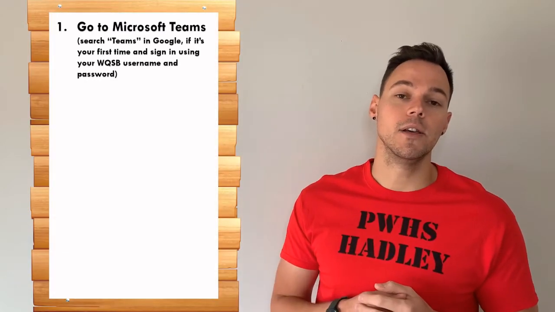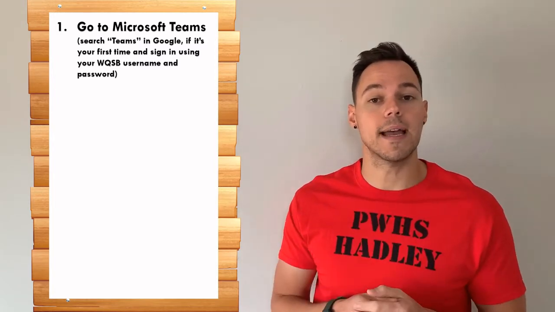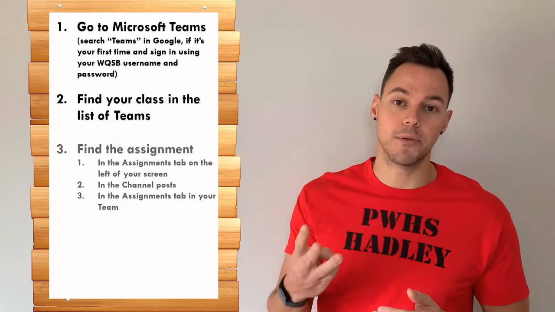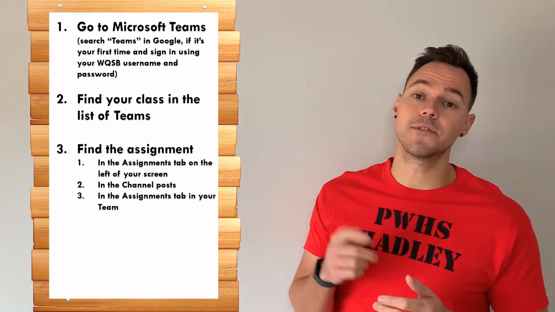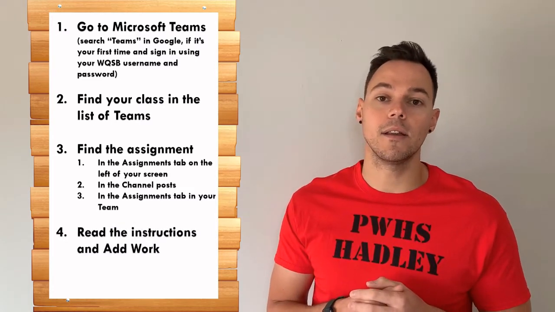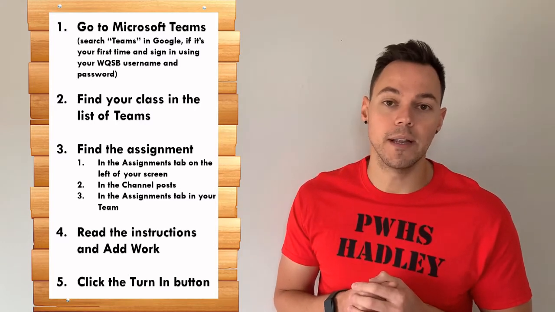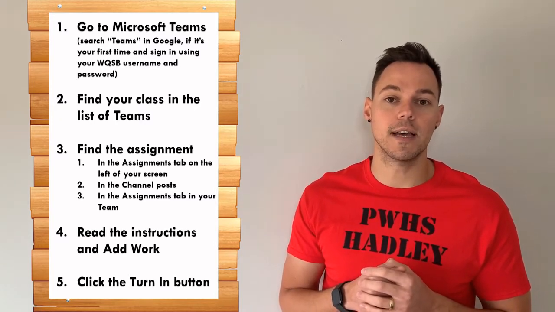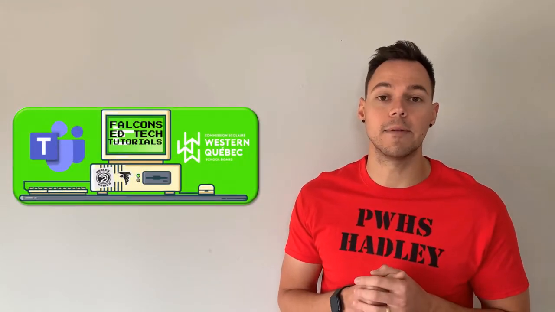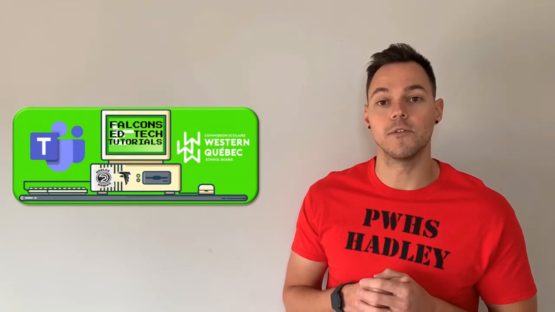So step 1, you need to go to Microsoft Teams, either using a web browser or your web-based app. Step 2, you got to find your class in the list of Teams. Step 3, you need to find your assignment, and there's 3 different ways that you can do that. Step 4, read the instructions in that assignment and add some work. And finally, step 5, make sure you hit that turn in button so your teacher knows that you finished the assignment. And it's that simple. So follow those 5 steps and you can too submit an assignment to Teams. And now check out the step-by-step screen recording made just for you.